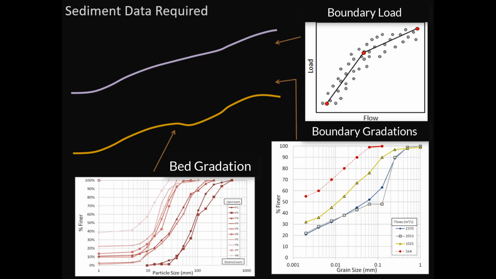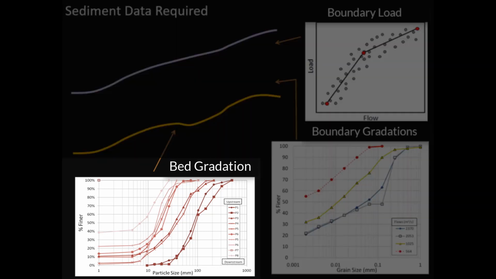There are 2 places that you have to put sediment gradations into any HEC-RAS sediment model. The first is in the bed. You need to define the gradation of the bed. You need to do that at every cross-section. It doesn't necessarily need to be a unique gradation at every cross-section. You can interpolate or you can drag them to represent more than one cross-section, but you need gradations at each cross-section.